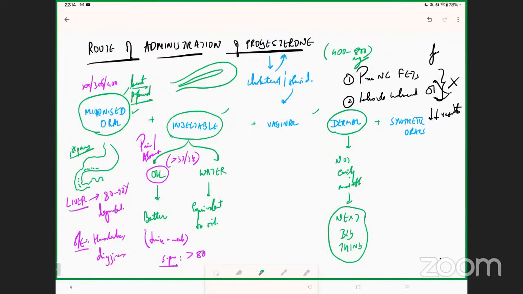Then, when it comes to synthetic orals, it is something which we all love. I'll write the brand name. The brand name here is Dufaston, and basically it is a retrogesterone. The greatest advantage of this molecule is that it can bypass some first pass. Remember, this guy is original.